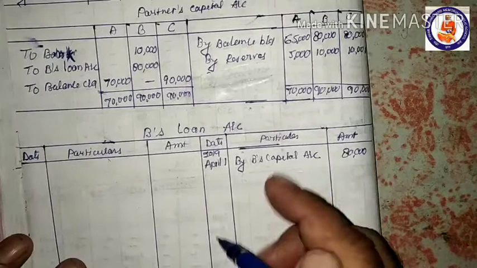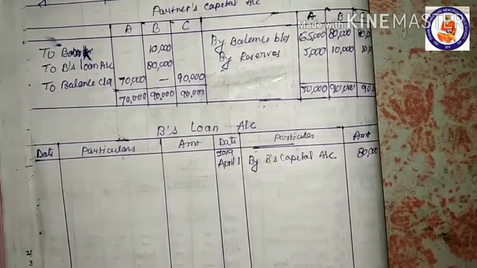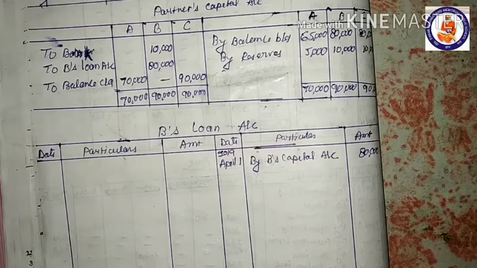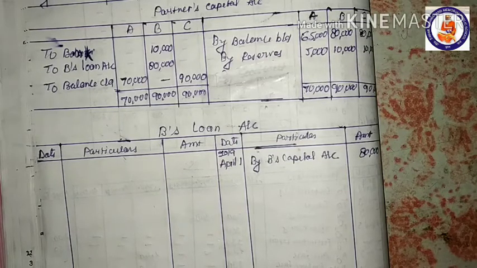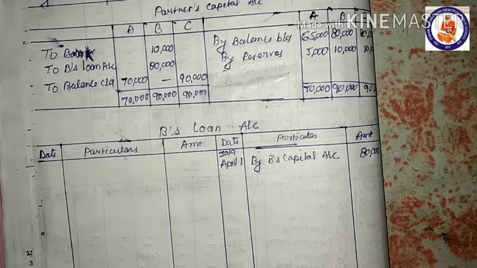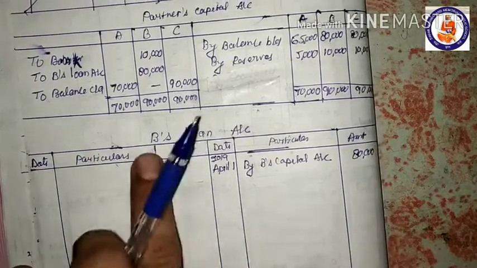So what is the journal entry for the interest? Interest is an expense for the business and for the firm. So the interest account will be debited, and partner B's loan account will be credited. Interest account debit to B's loan account.